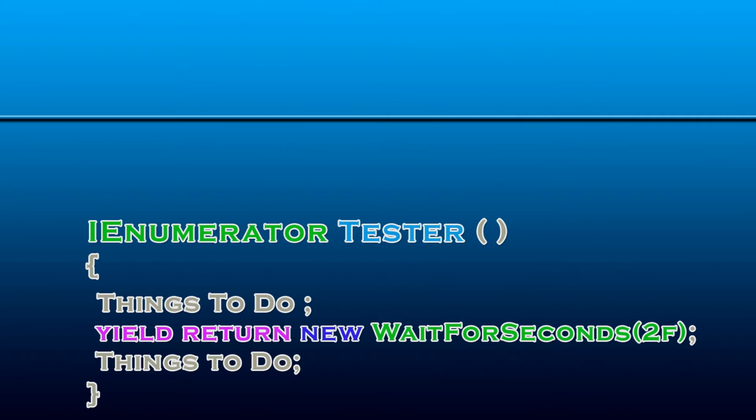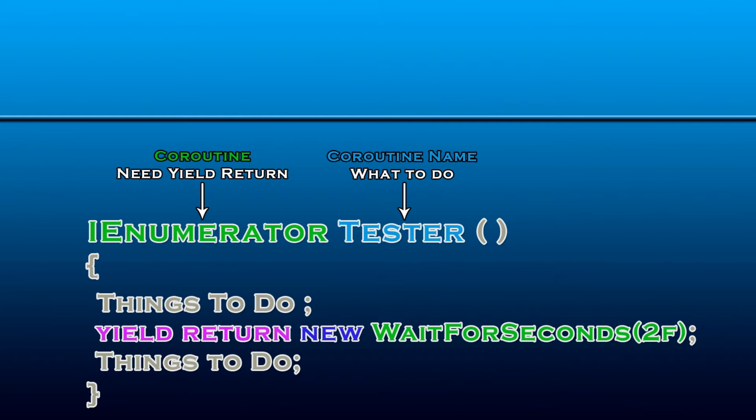The IEnumerator is our coroutine. It always needs the yield return. And after that we write the coroutine name, usually what to do. And in coroutine we have the possibility to allow the code to pause before reading another part of the code.